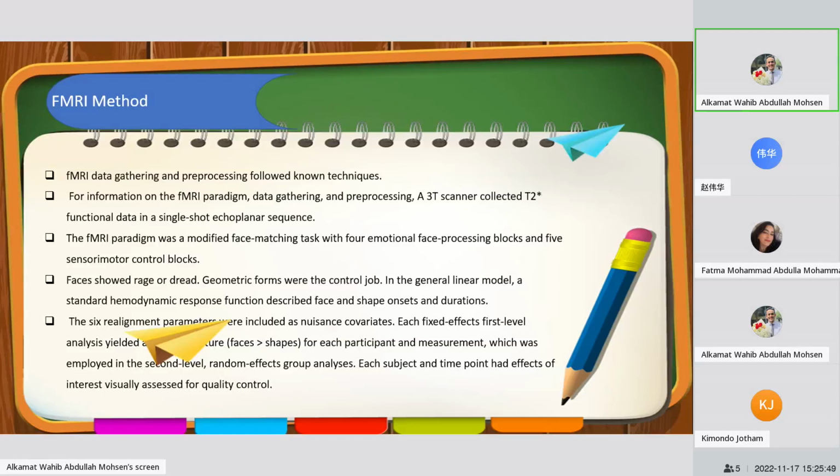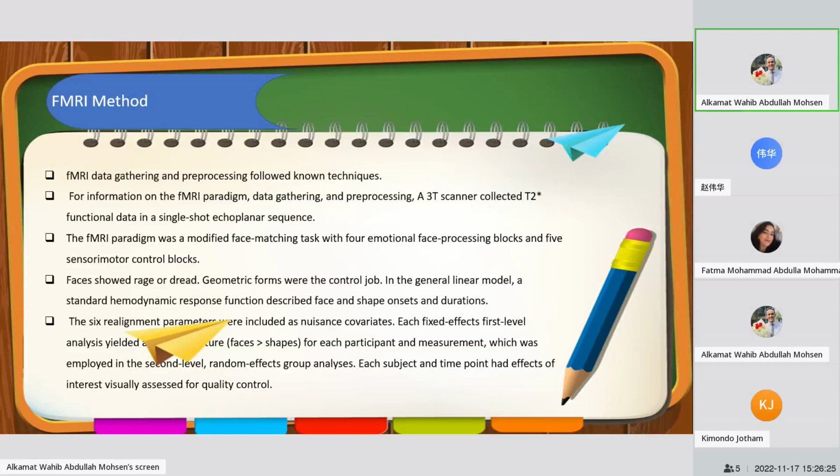The fMRI paradigm was a modified face matching task with the fearful emotional face processing blocks and the five sensorimotor control blocks. The general linear model was used as standard, with the hemodynamic response function to describe the face and shape onset and duration.